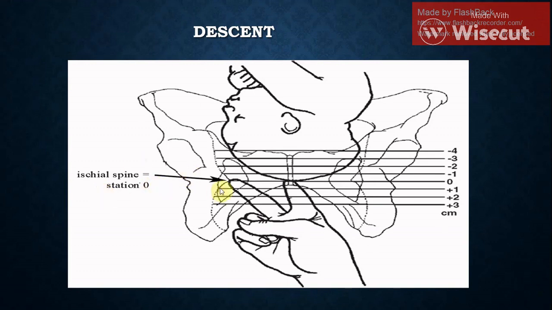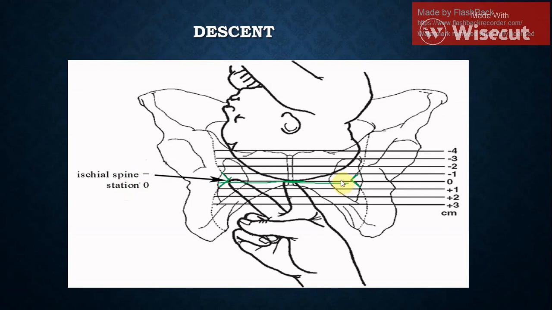So here we have the ischial spine of the mother, the other side as well, ischial spine of the mother, and this is the presenting part of the fetus, as we can see. Here we see it is at the level of the ischial spine. Hence, it is represented as station 0. It is represented as station 0 when it is at the level of the ischial spine.